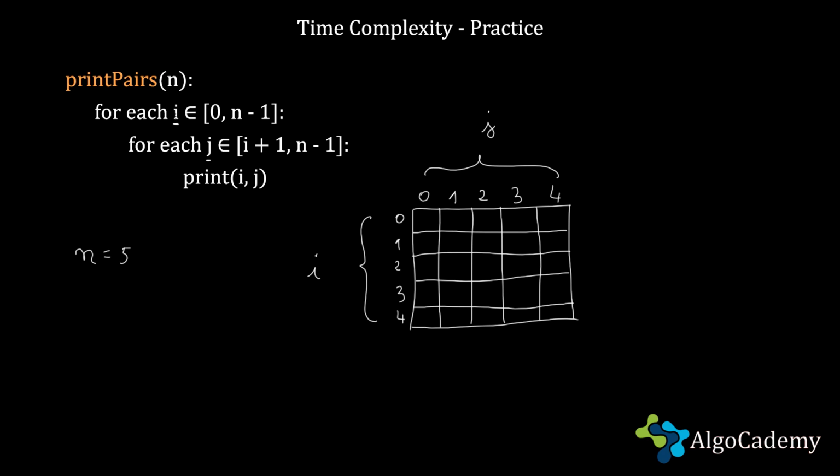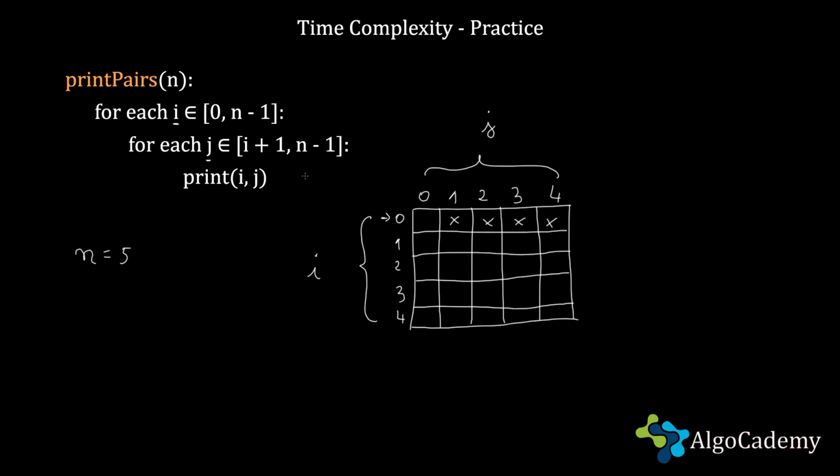So i first equals 0. j will start from 1 and go to n minus 1, which is 4. So i equals 0 means row number 0, and j equals 1 all the way to 4. I take into account these cells. I print these pairs: 0,1, 0,2, 0,3, 0,4.